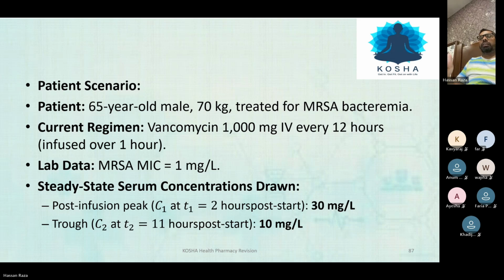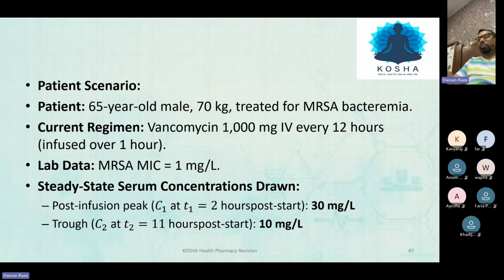Although I have to explain all these things, I have included this in my slides but skipped this part. Why do we administer vancomycin over 1 hour? Those who really want to understand this can go through my slides and will understand it well. But right now, this is not my topic.